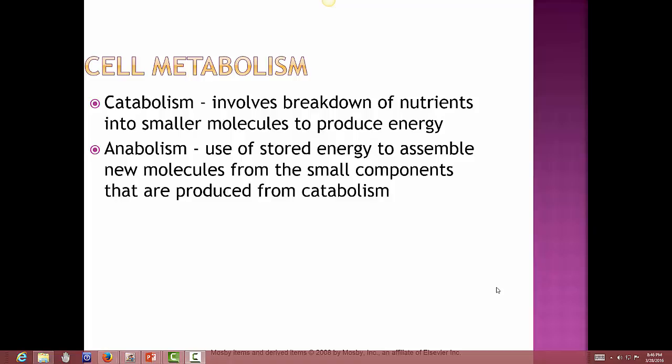Anabolism is using energy to assemble new molecules from smaller components. This would be like taking amino acids and producing proteins, or it could also be taking something like glucose and turning it into glycogen or another polysaccharide.